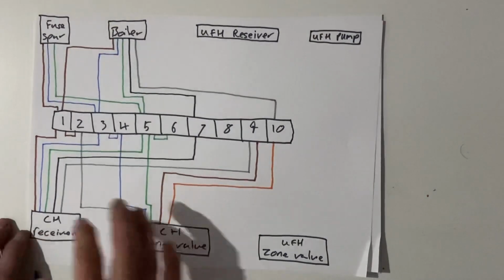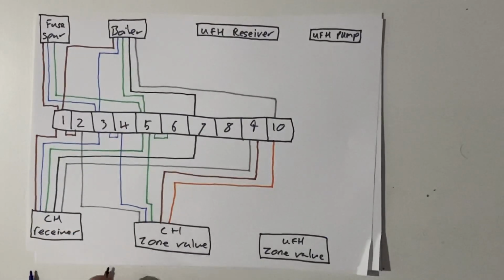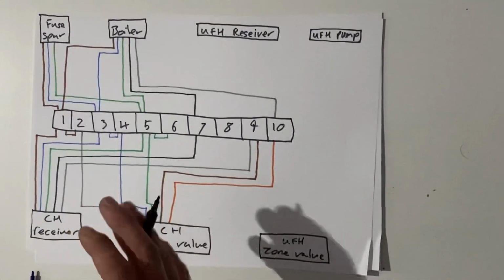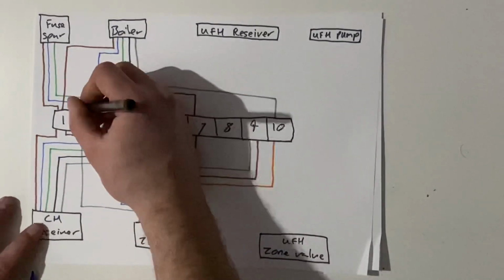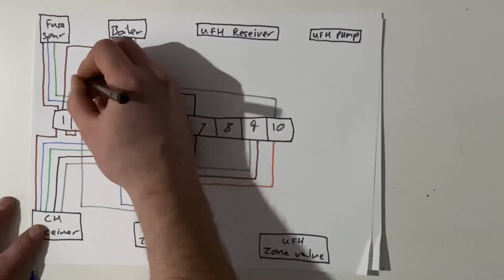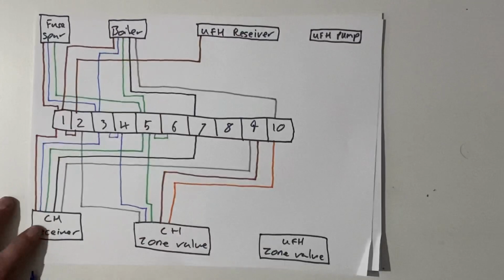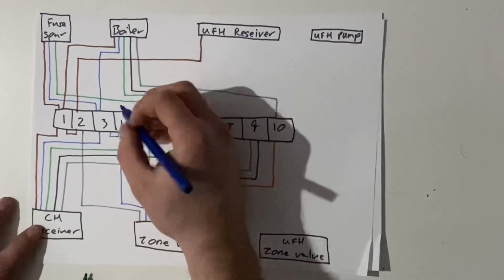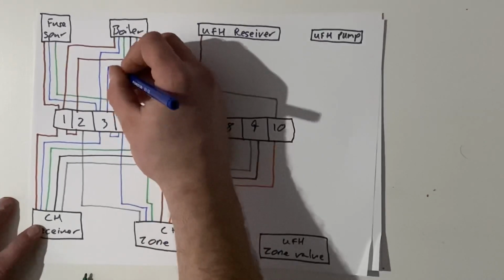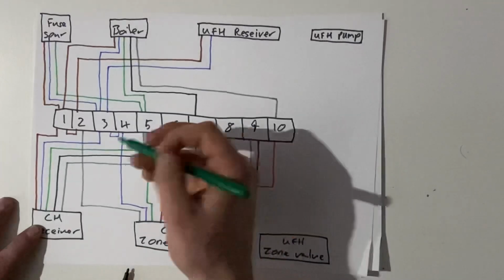So we'll start with the receiver and make our way around again. So just like the central heating receiver, you're going to have a live, neutral and earth. So here we'll take our live from port 2. Try to get this as near as possible for you. And then our neutral, we'll take port 3. And then our earth, we'll connect to port 6.